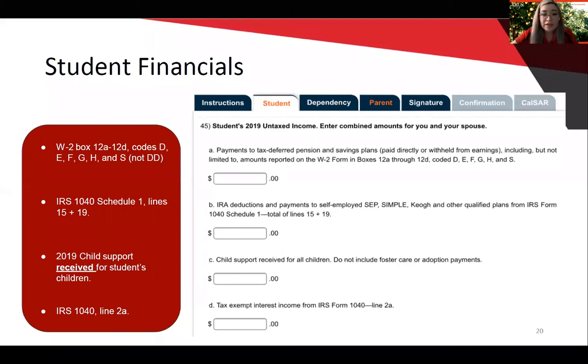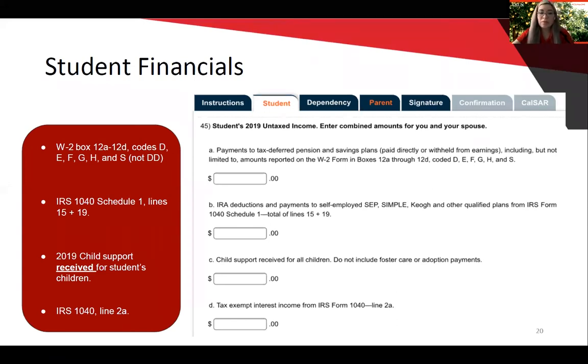The next question is going to ask you about child support received for all children. Just make sure that you are reporting child support received for children and not any sort of foster care or adopted payments that you may receive, because they are different. Remember, you're not reporting foster care payments or adopted payments, only child support that you have received for your children. The next question is going to ask you about tax-exempt interest income that can be located on the IRS Form 1040, and you'd go straight to line 2A. Whatever amount is reported on there, you'd input that on this question.